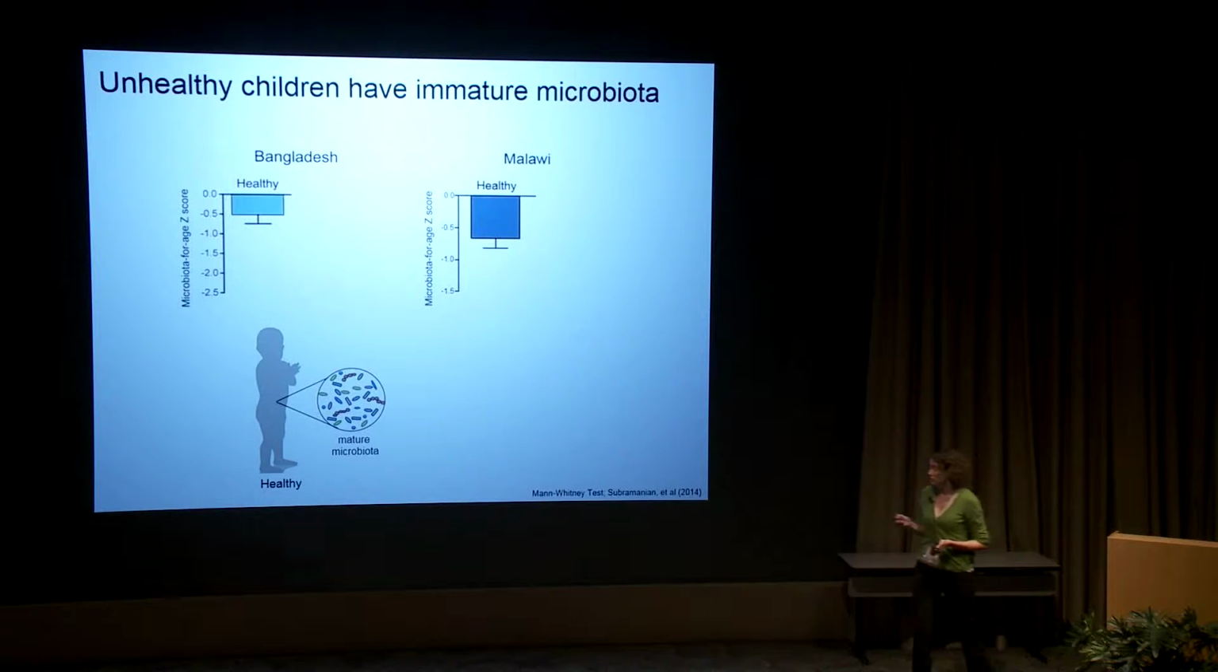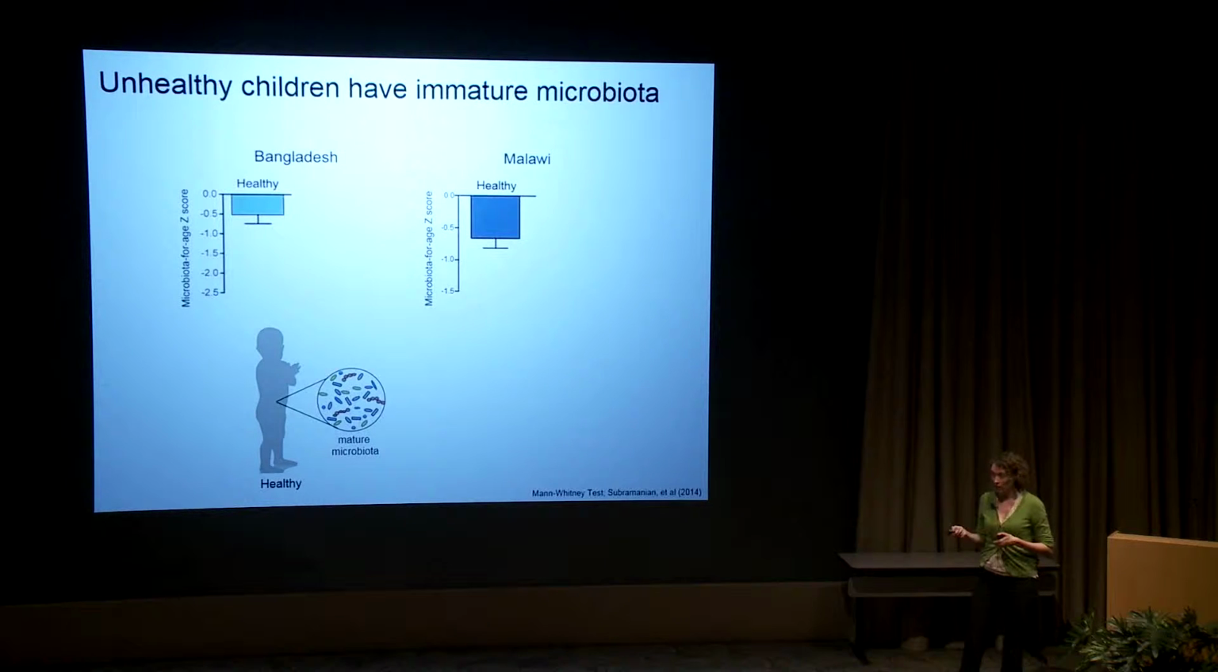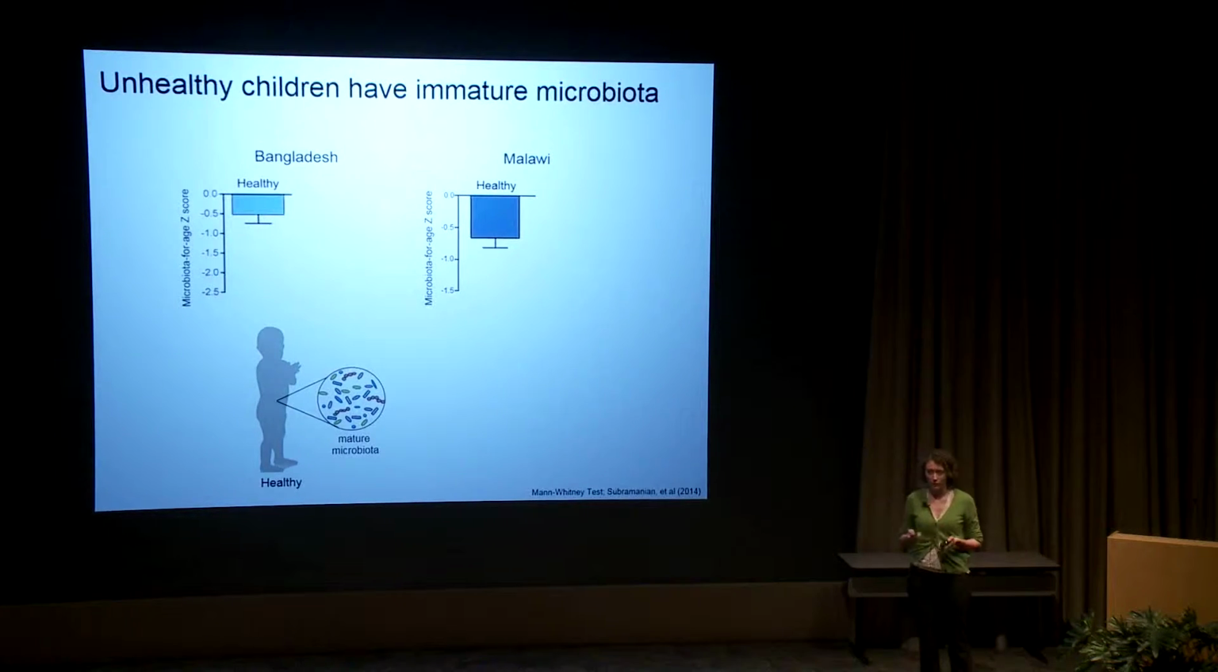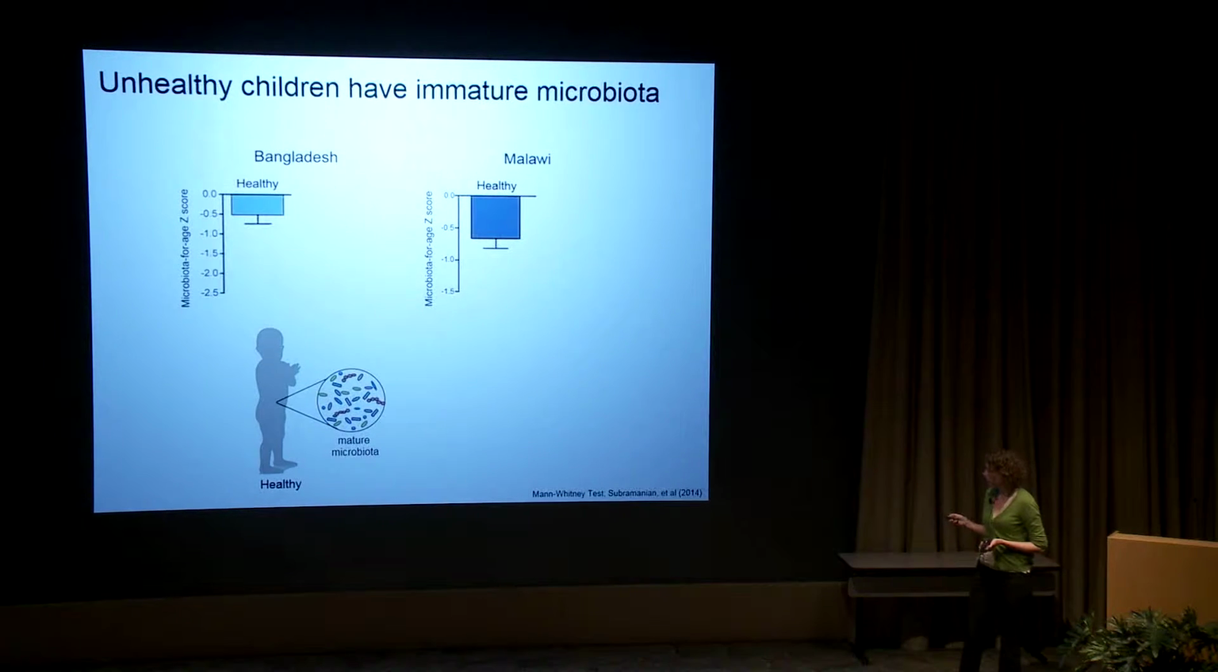From these studies, we've been able to create our own standardized z-score, which we call the microbiota-for-age z-score, or MAZ. And we've been able to compare different MAZ scores for healthy versus unhealthy children. We had studies of microbiota from individuals in both Bangladesh and Malawi, and we looked at the MAZ scores for healthy children, which are represented here. In these microbiota, the bacteria that we saw present were what we would like to say are age appropriate, so they're what we would expect given the age of the children.